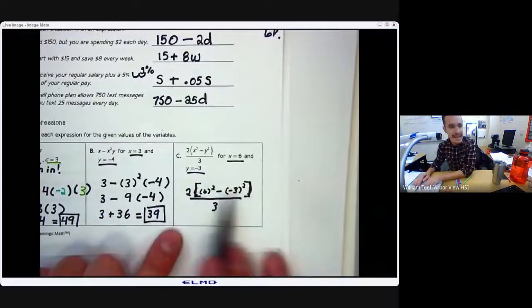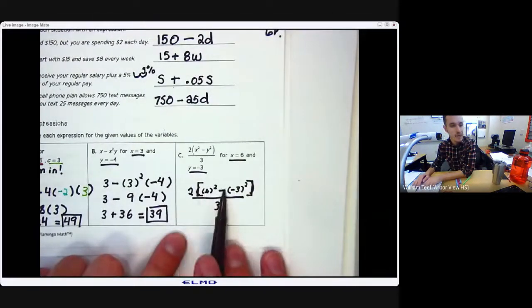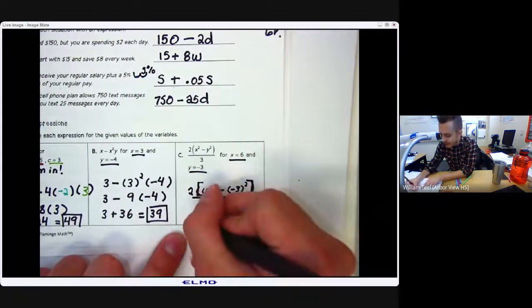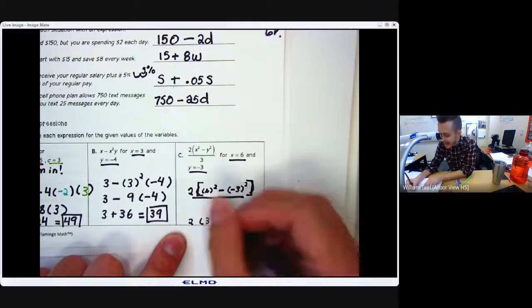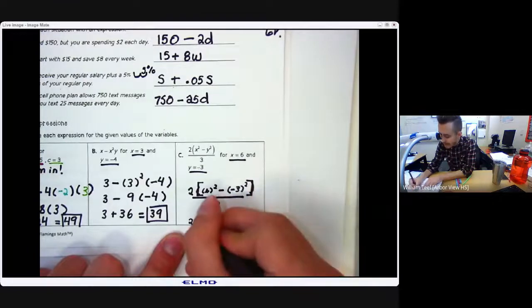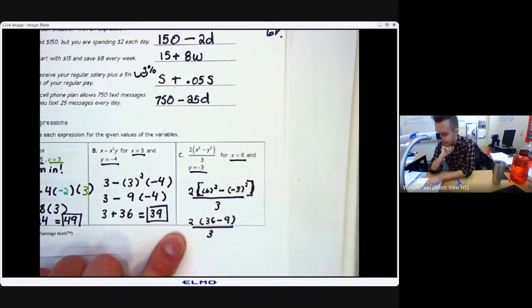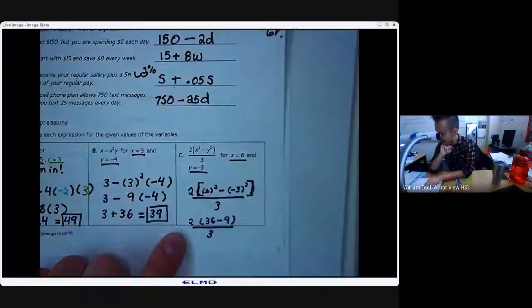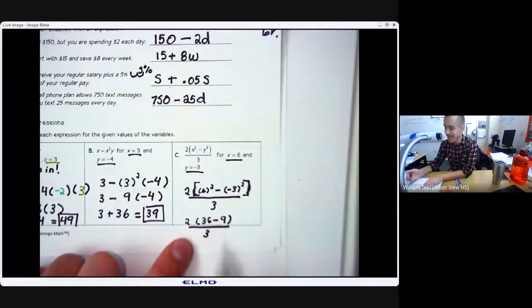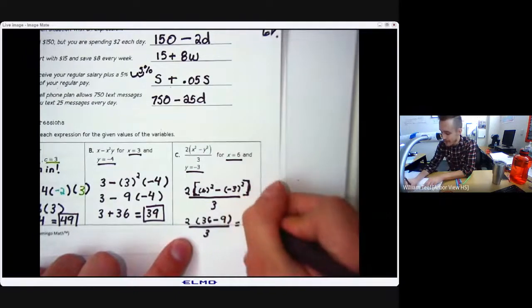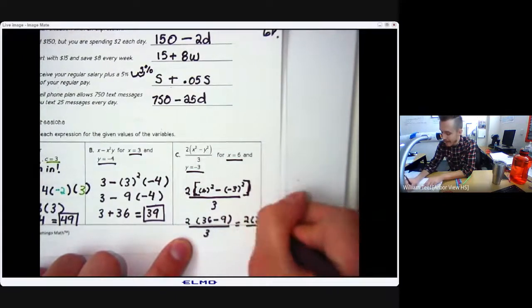So I'm going to do what's inside of the parentheses first. 6 squared is 36, so I'm going to say 2 times 36 minus negative 3 squared is 9, divided by 3. Okay. After I do that, 36 minus 9, that is going to give me 27. So I have 2 times 27 divided by 3.